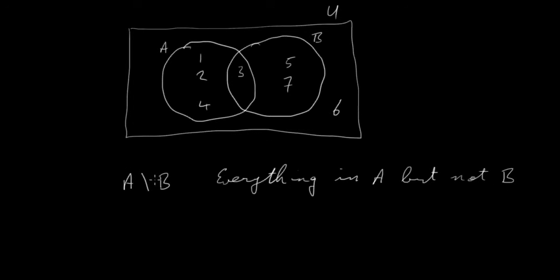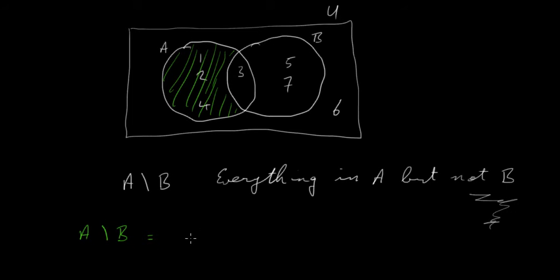So what does that mean? A less B. So we want everything in A. This is our set A here, 1, 2, 3, and 4. But we must exclude B. So this 3 here is in B, so we must exclude that. So A less B, or A not B, would be this area here. So our A less B would contain the elements 1, 2, and 4.